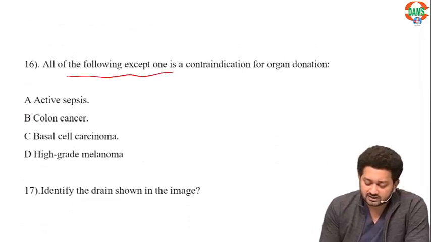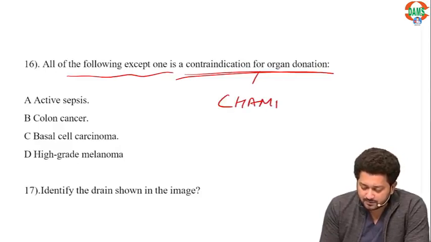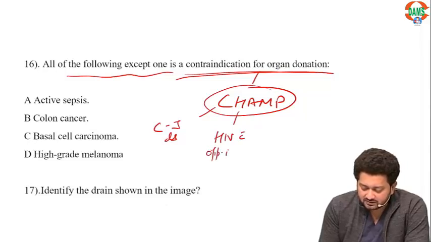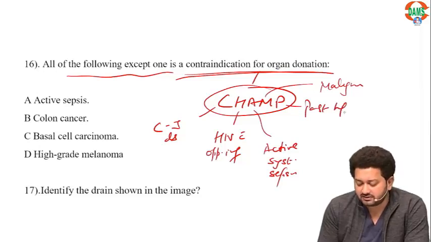All of the following except one is the contraindication for organ donation. Organ donation, CHAMP. Okay, Creutzfeldt-Jakob disease, HIV with opportunistic infections, active systemic sepsis, malignancy, and past history of malignancy in last 5 years.